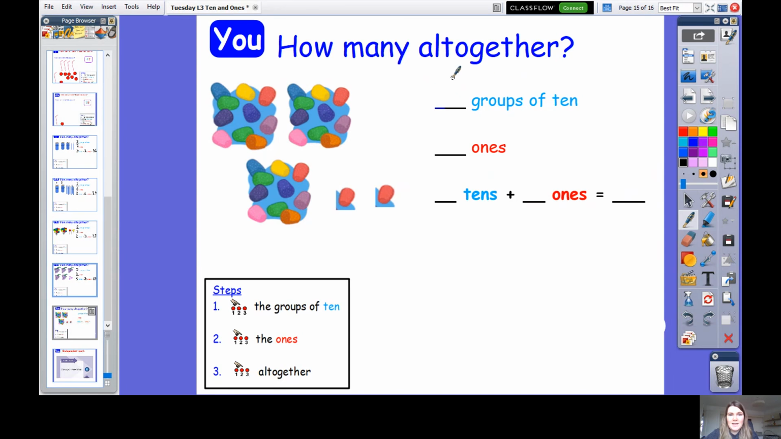Fantastic. How many groups of 10 were there? There were 3 groups of 10. Very good. How many ones were there? 2 ones. Very good. So how many tens were there? 3 tens. How many ones? 2 ones. So what number does that make altogether? 32. Well done, guys. You guys are pros at this now.